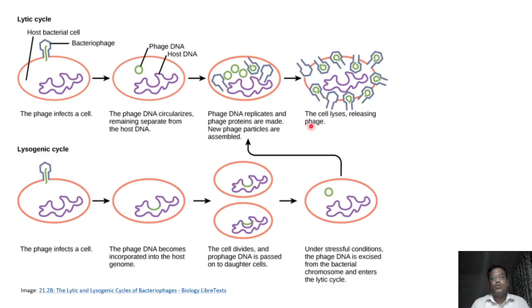Phage, bacteriophage, which is a virus, in a natural condition, shows two types of infections. One is the lytic cycle, another one is the lysogenic cycle. So let us understand what is the difference between the lytic cycle of a phage and the lysogenic cycle of a phage. So in the lytic cycle, the phage infects the bacteria.